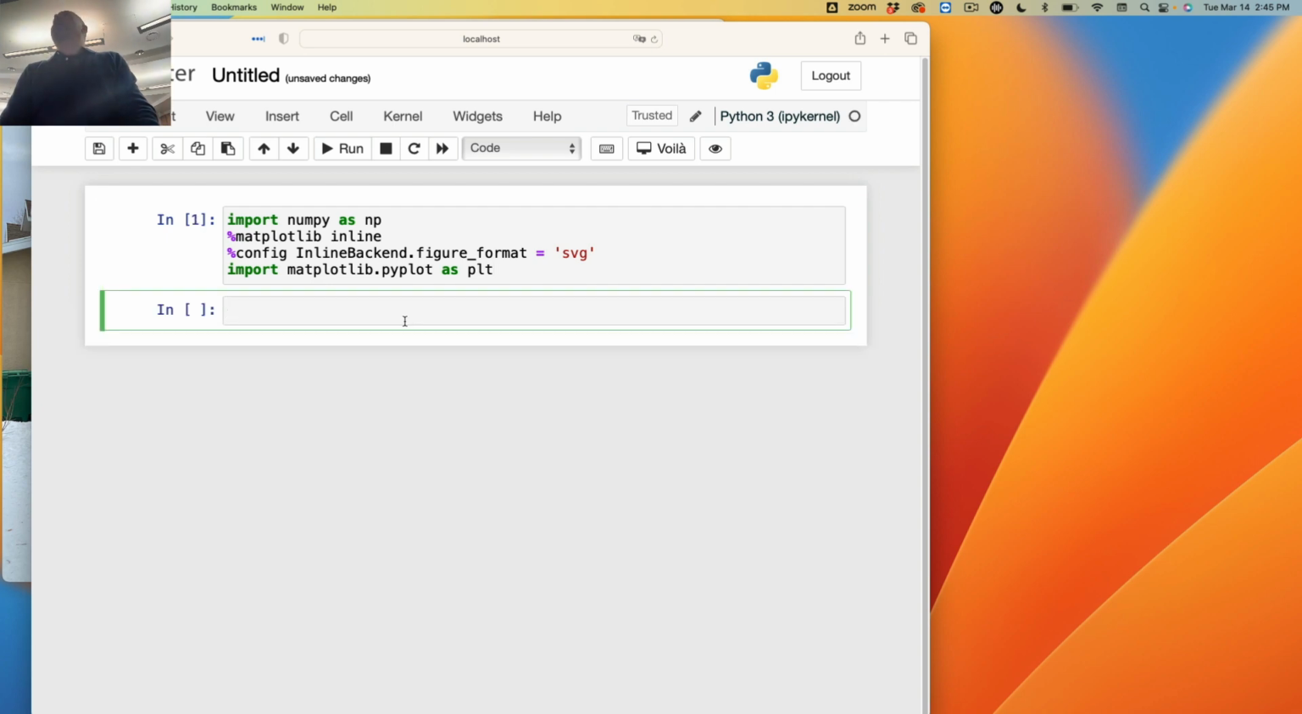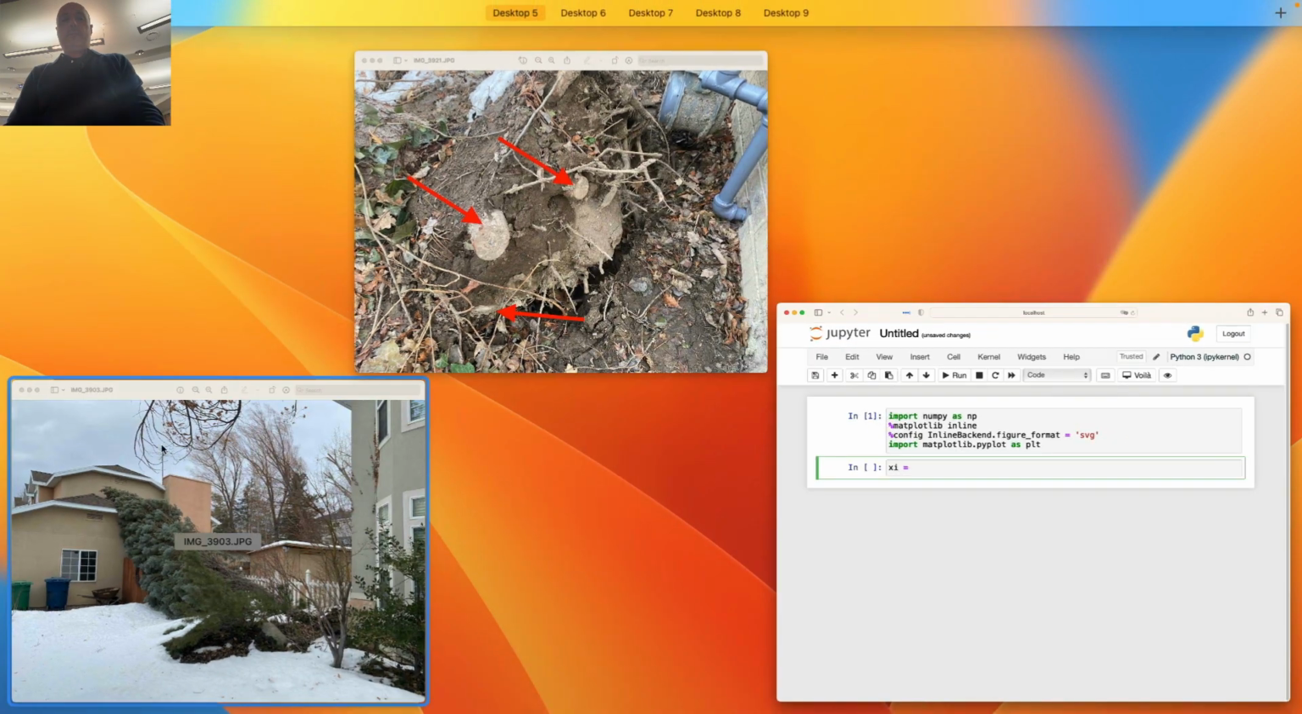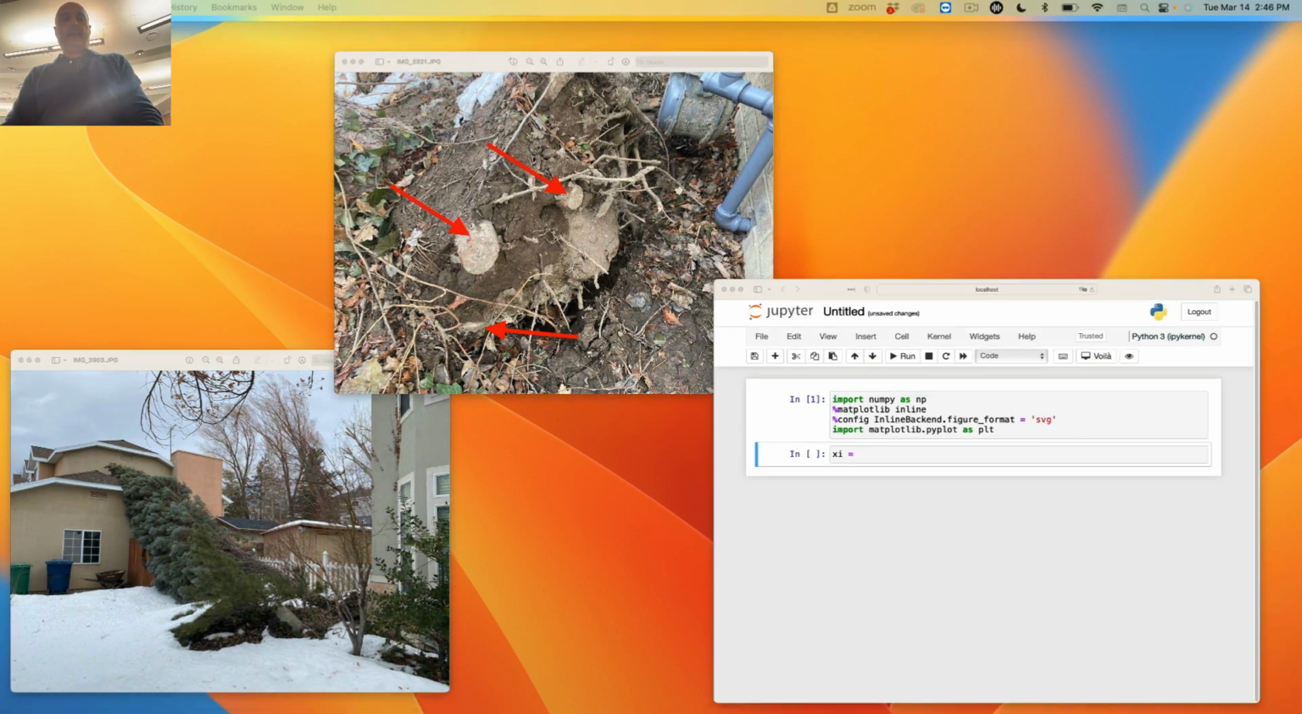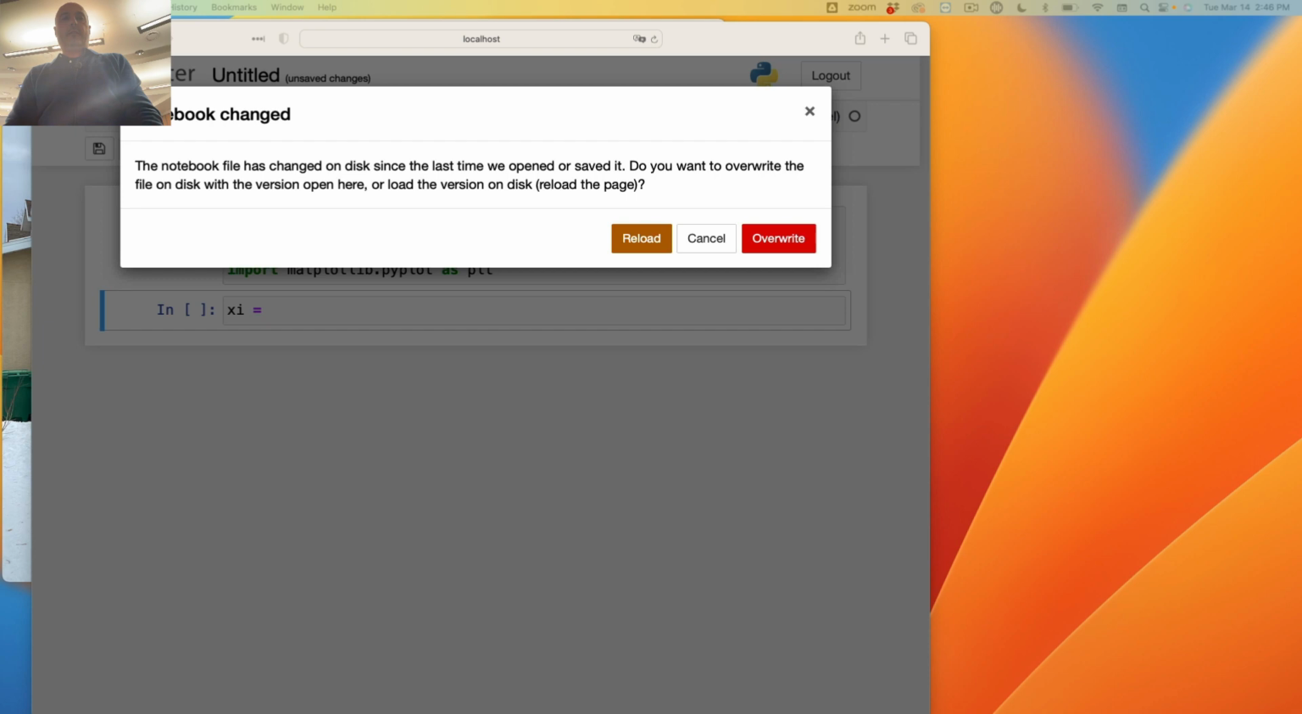Okay? Now I'm going to put in the arrays for this problem. The data, the input data. Let me see. Okay, so the input data.